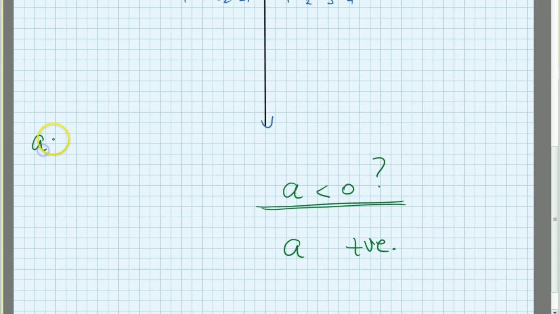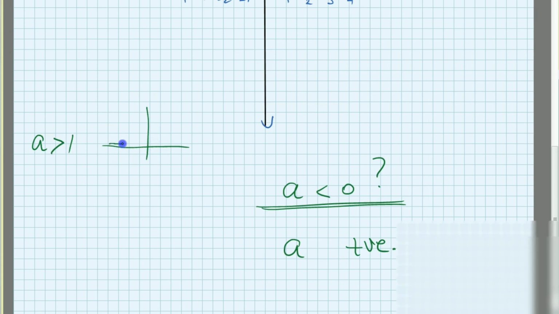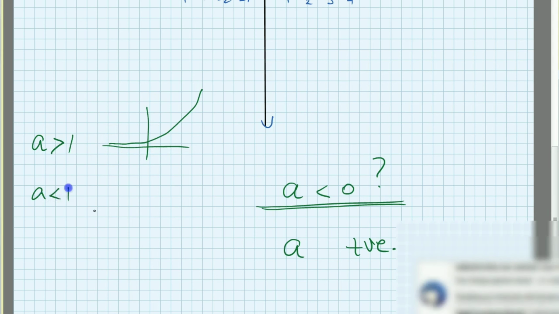And to reiterate, if a is a number greater than 1, we get a graph which goes very positive or very large very quickly. If a is less than 1, we get a graph which goes the opposite way and gets very, very small very quickly.